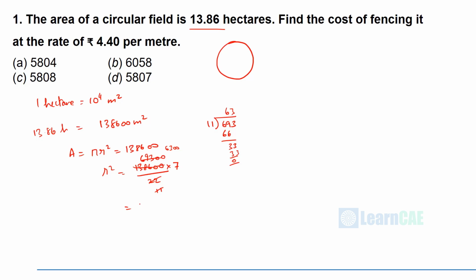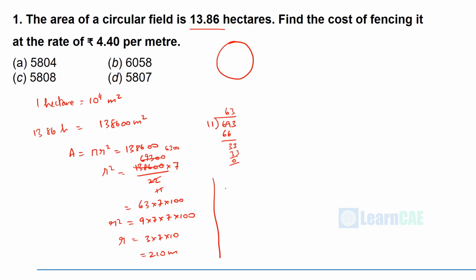So r square is written as 63 into 7 into 100. This 63 can be written as 9 into 7 into 7 into 100. So this is r square. So r will be equal to 3 into 7 into 10, which is 210 meter.